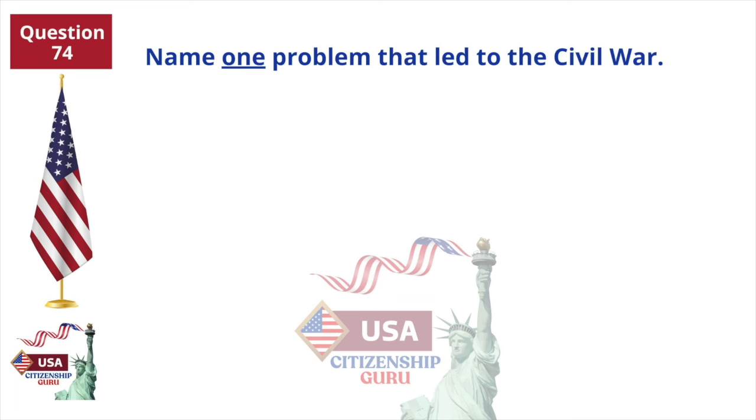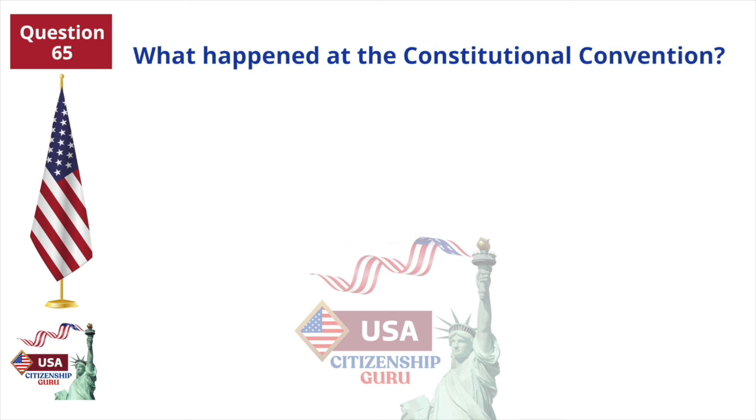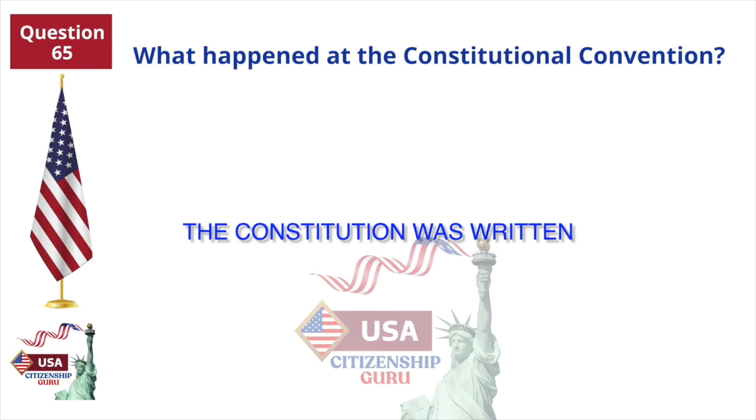Name one problem that led to the Civil War. Slavery. What happened at the Constitutional Convention? The Constitution was written.